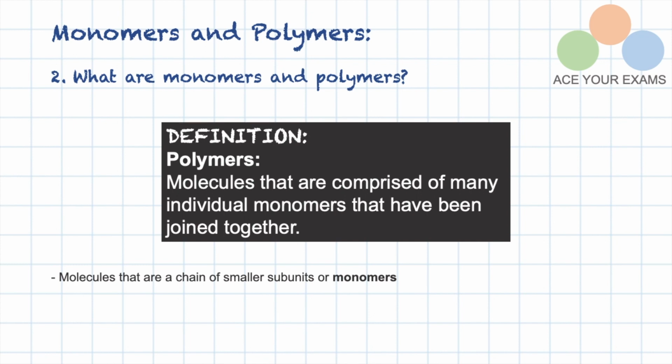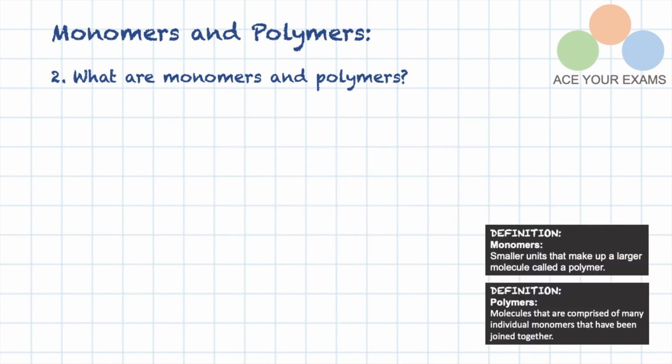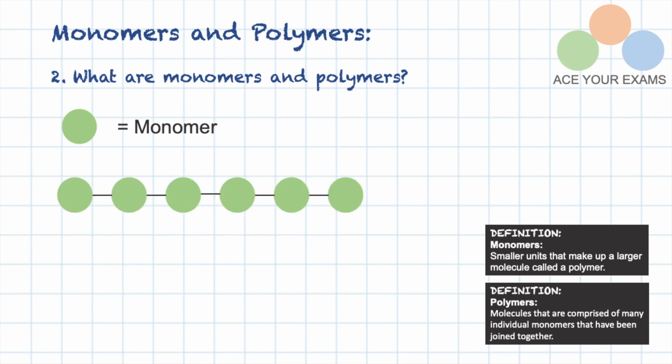So let's represent this visually. I feel like it's a bit easier that way. This green circle here represents a single monomer. Now this can be a wide variety of things, which I'll discuss a bit later on, but just for now, it's just to represent a small molecular unit. Now you can see there are many of these monomers which have now been joined together. So this is a polymer.